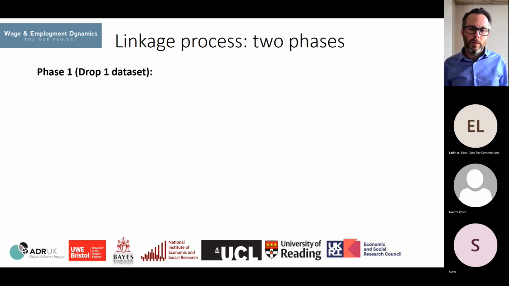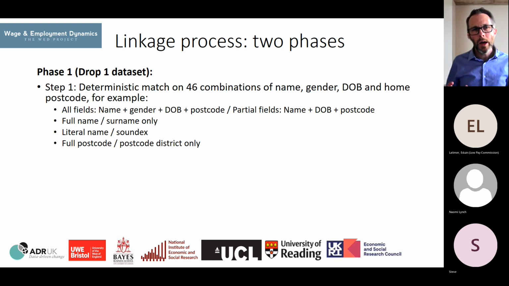The first phase of the linkage process generated a set of linked outcomes which appeared in drop 1 of the dataset. There are some people on the call who've already used that drop 1 dataset. What ONS did to generate the links in the drop 1 dataset, that was released in the autumn, was a deterministic match on 46 combinations of the name, gender, date of birth, and home postcode. They take those fields in ASHE, look at the combination of name, gender, date of birth, postcode, and try to find the same combination in the 2011 census records.